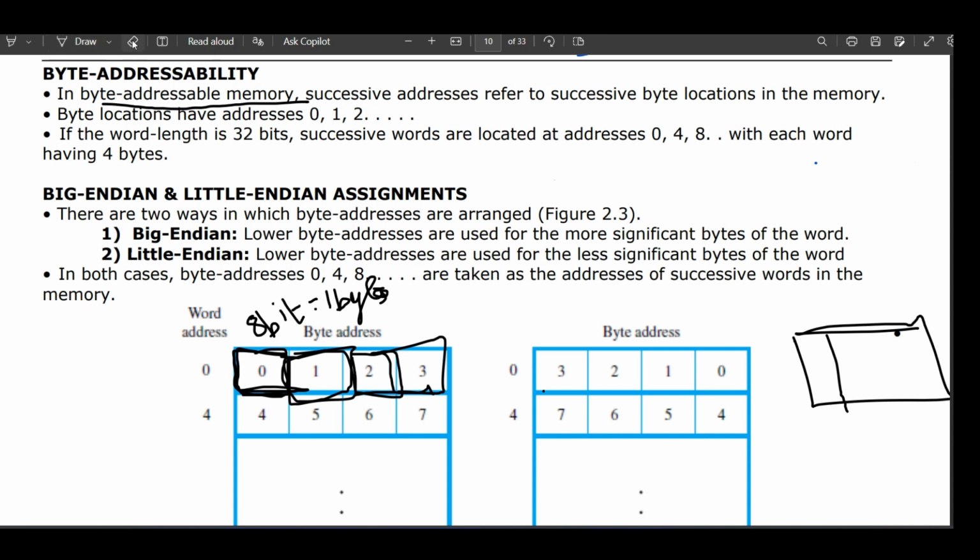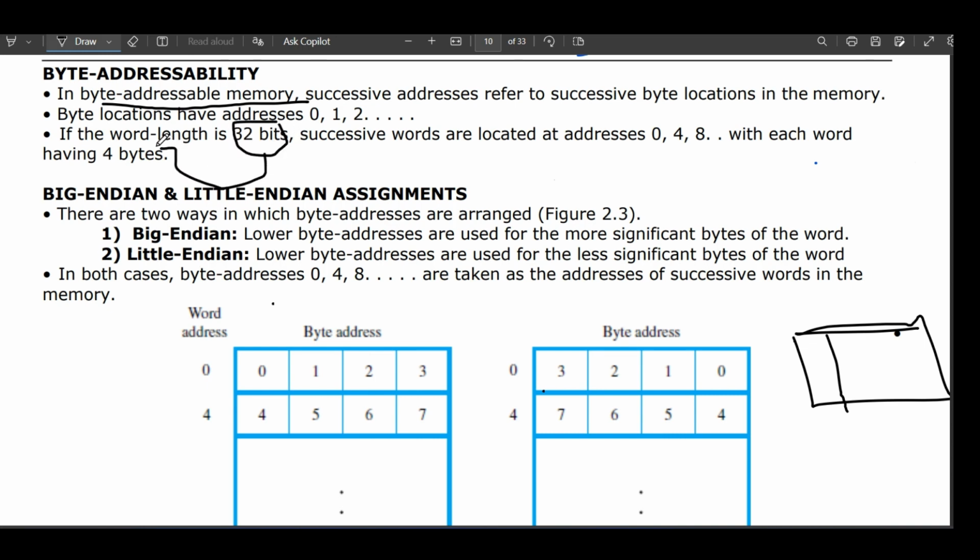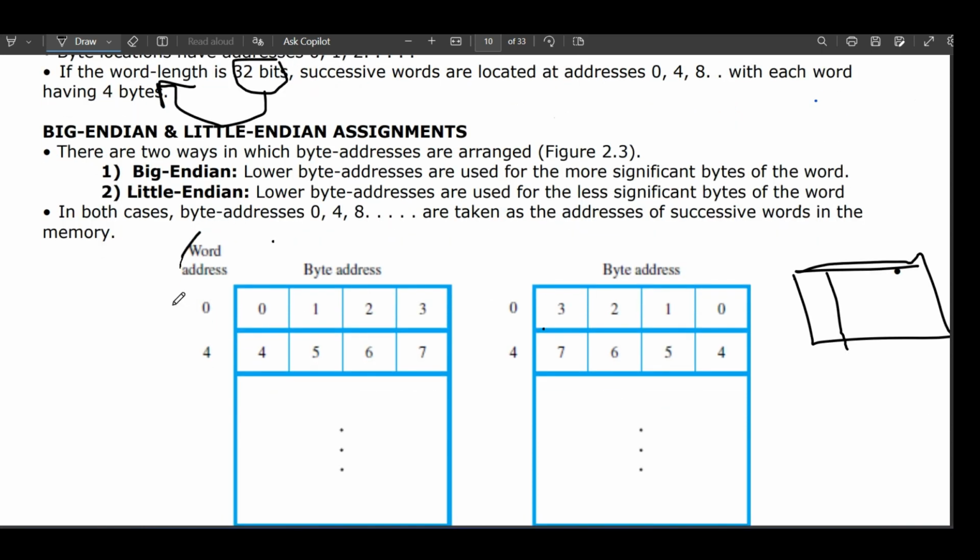Before getting into the third line, 32 bits, as I've told you all, is called a word, right? So let's see how the word will be placed in memory. This is how the word will be placed in memory. This is how the bytes will be placed in memory.